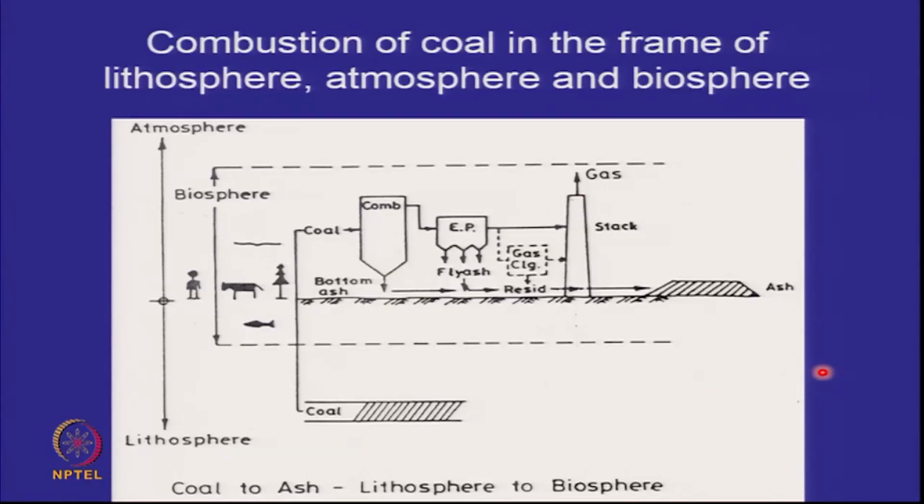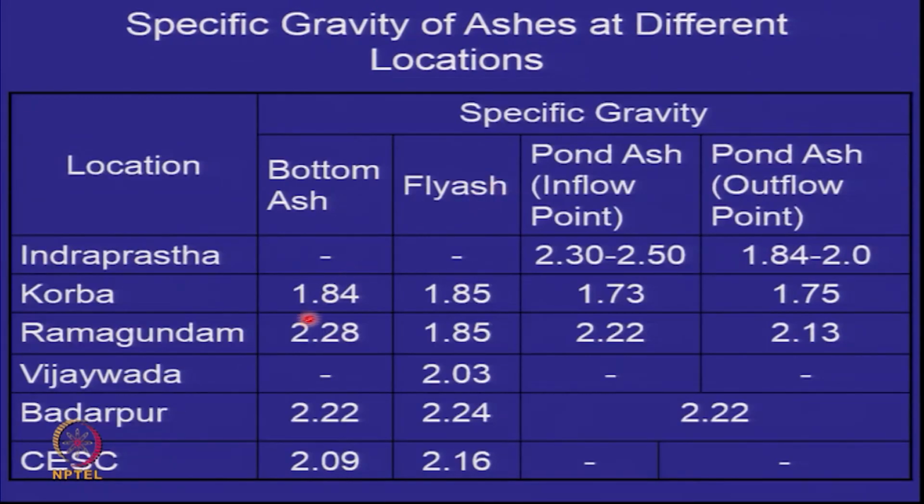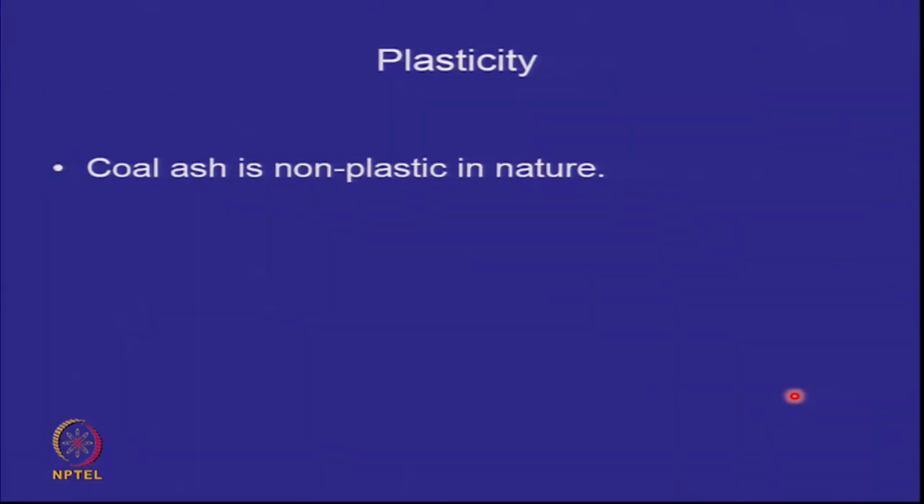So just to recall, we've done this last time. Coal is coming out from deep below the ground, is going to a thermal power station, and the ash is being deposited near the thermal power station. And we said bottom ash is sand sized, fly ash is predominantly silt sized, and pond ash, which is a mixture of the two, is partly sand and partly silt. The specific gravity values that you find from different thermal power stations, typically in India, vary from about 1.7 to about 2.2. Ash is non-plastic in nature.